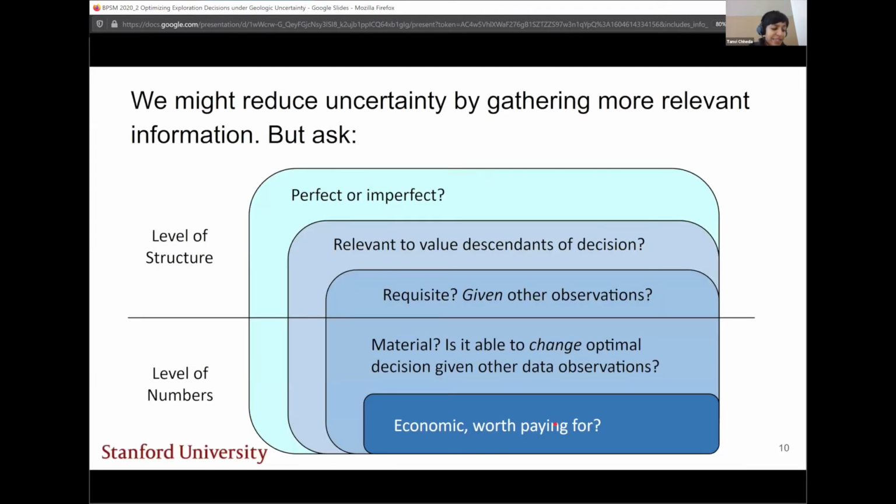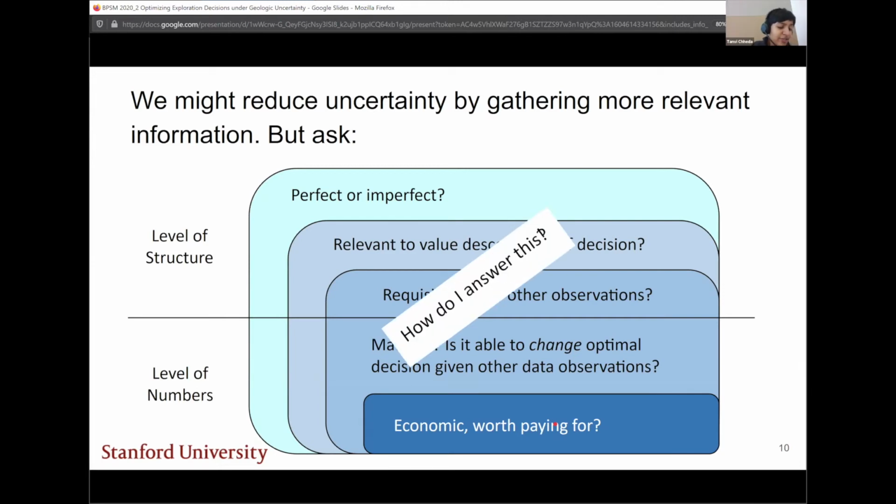So this is one approach to thinking about it and then calculating the economic value in a structured way. First you would want to ask and try to answer the following questions. Is this evidence perfect or imperfect? And does it affect our decision given all of the other data we have? And finally, even if it has the potential to change our decision, is it worth paying for or not?